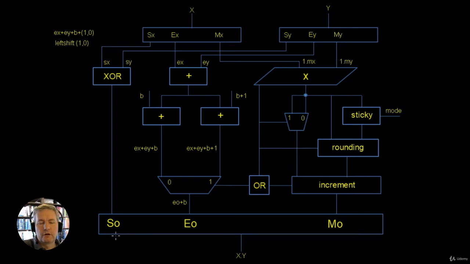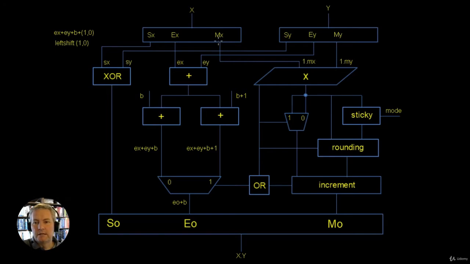So that's us covered the sign and we've covered the exponent. So let's now go ahead and we'll cover the mantissa. Now you can see here that we have the mantissa for X, which is the 23 bits coming in here. We'll get a mantissa for Y, which are the 23 bits coming in here.